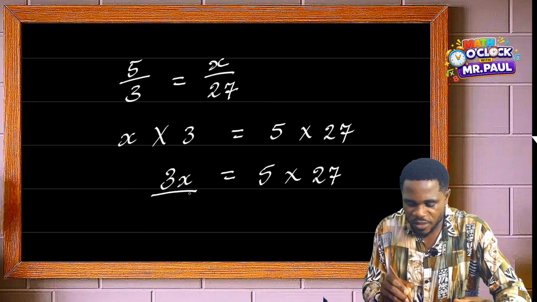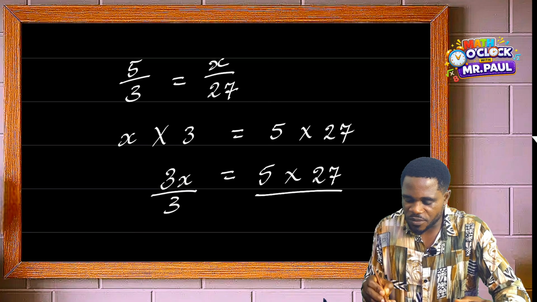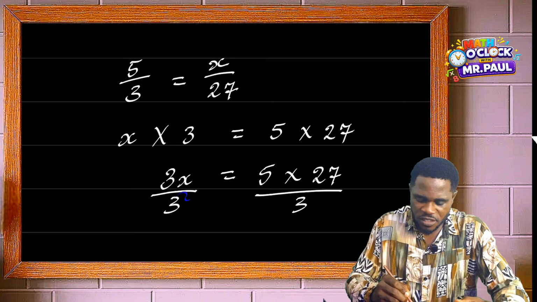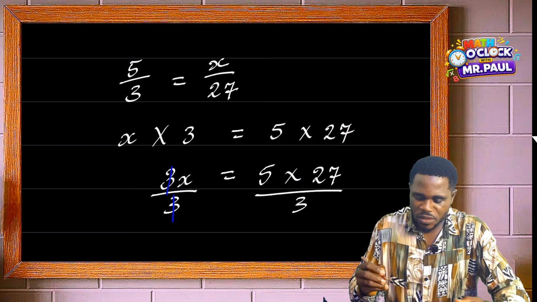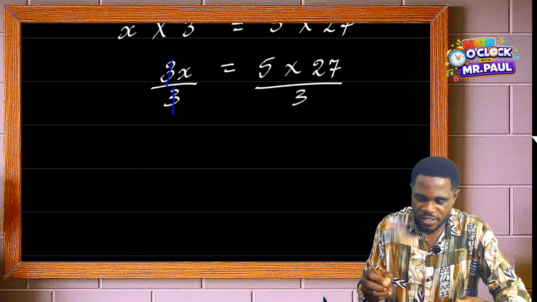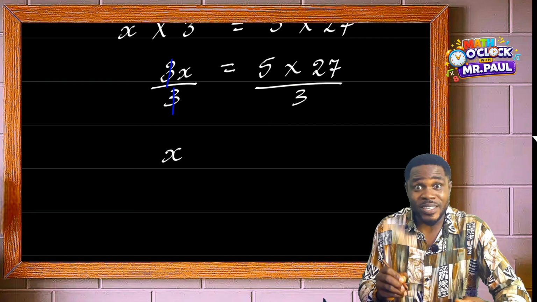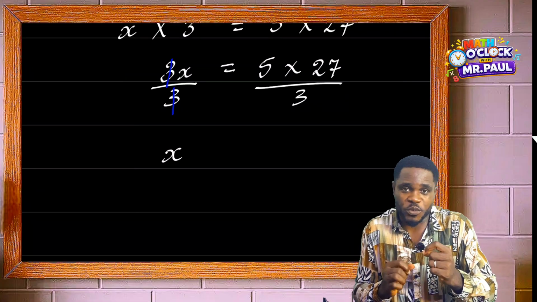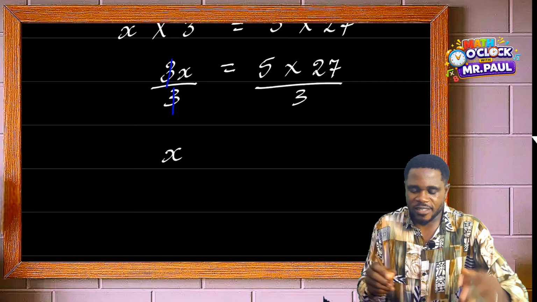So let's go ahead, divide here by 3, divide here as well by 3. This 3 is going to cancel out this 3. What are we going to have left? Just X. You see, X is now free. The one that was disturbing it before, making it not to be free, has been taken out. So X is now free.